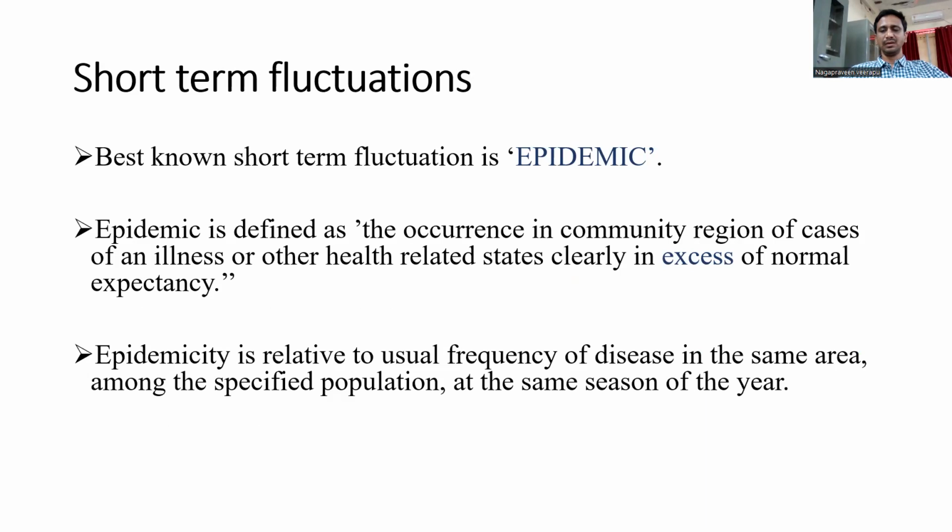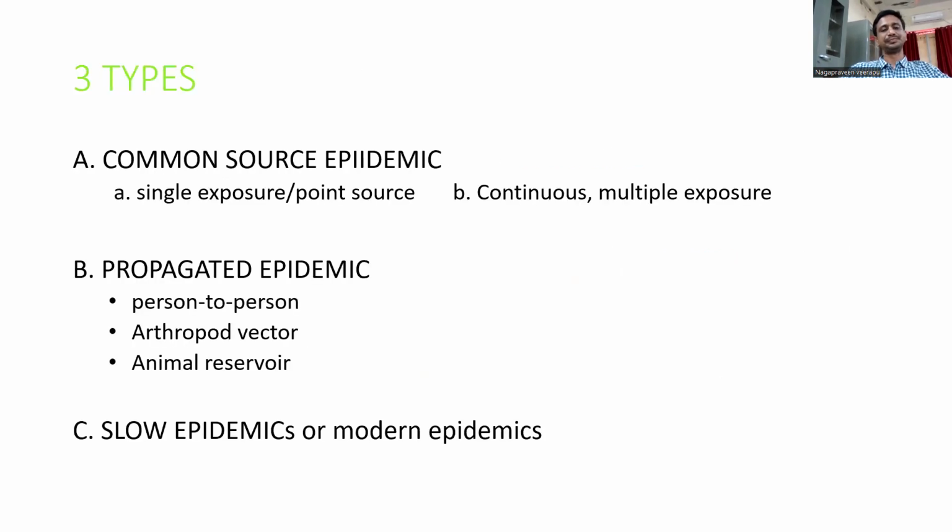Then it is called an epidemic, meaning an excess of cases or health-related states. Epidemicity is usually the relatively unusual frequency of disease in the same area among the specified population at the same season of the year. You have to take the same year, same population, same time, like that.